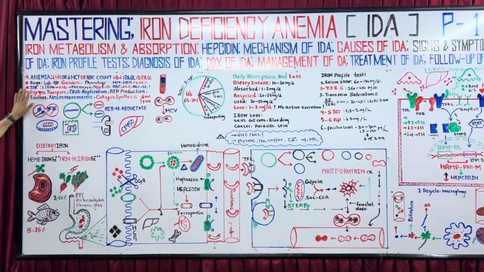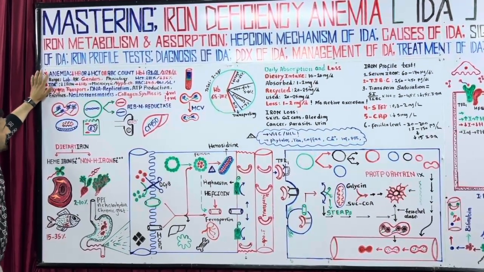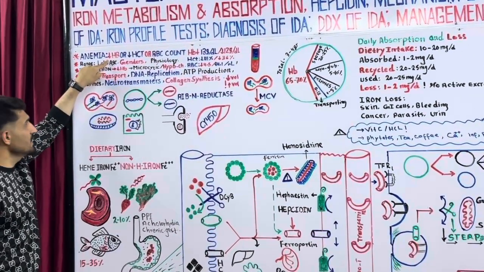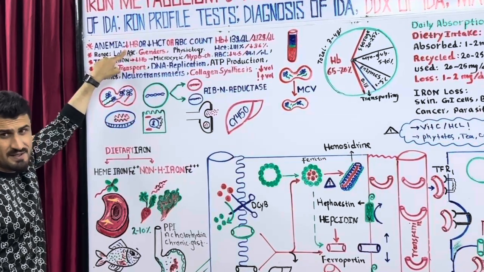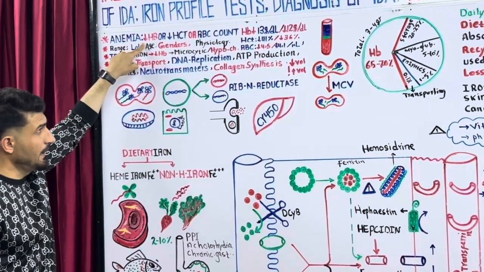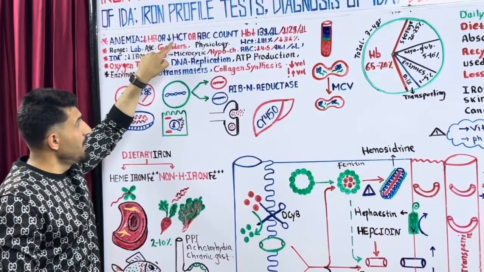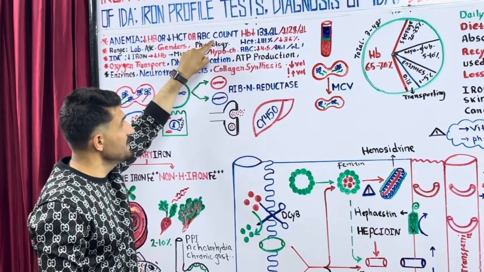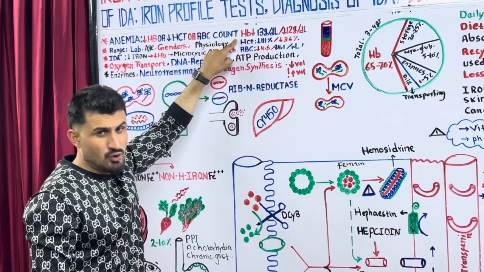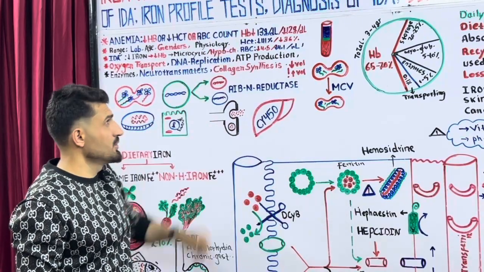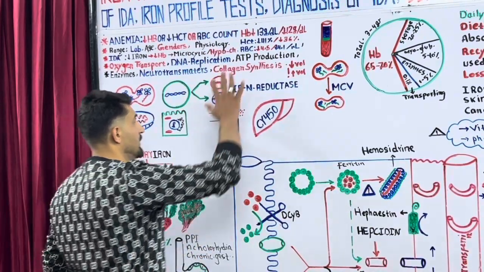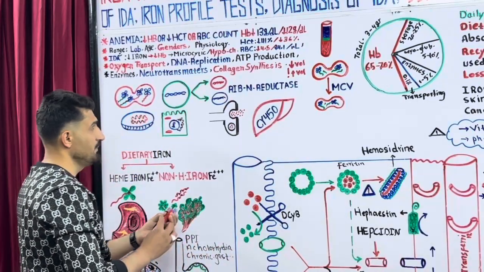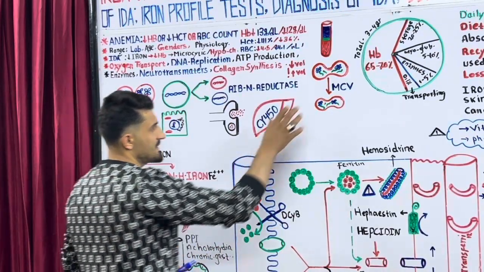First of all, let me define anemia. Anemia is when hemoglobin concentration drops below the normal range, or hematocrit drops below the normal range, or RBC count drops below the normal range. Let me explain that. We'll talk about what hemoglobin, or HB, is, but for now, this is an RBC.